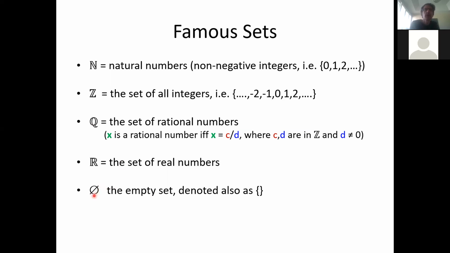But here is another famous special notation for an empty set. It is a crossed out 0, but we will most commonly use this notation for an empty set. So just open closed curly brackets means a set with nothing in it.